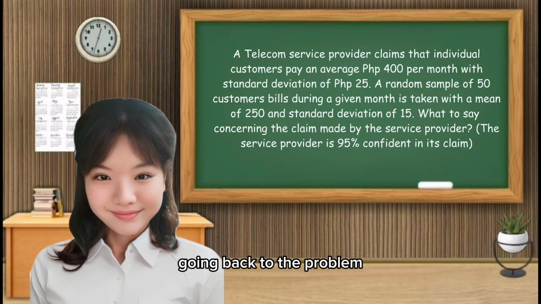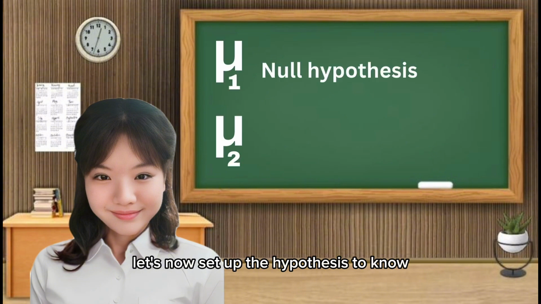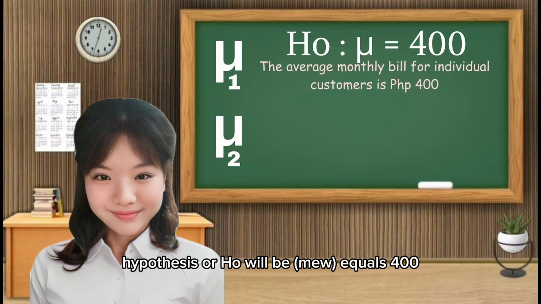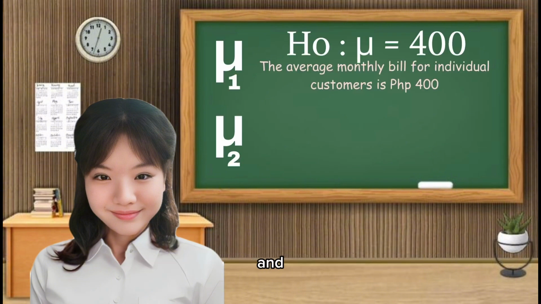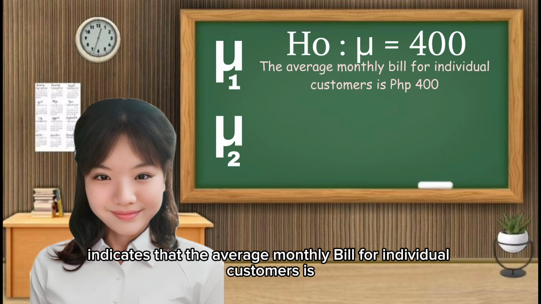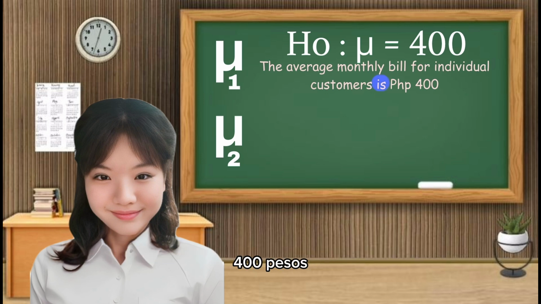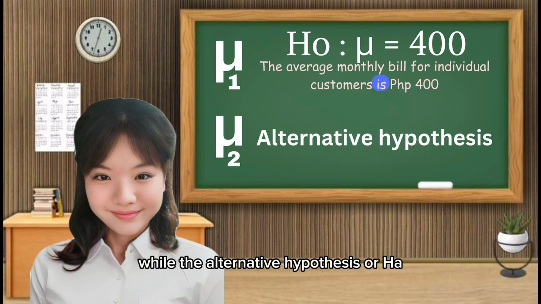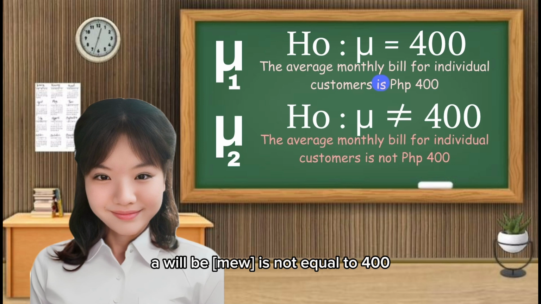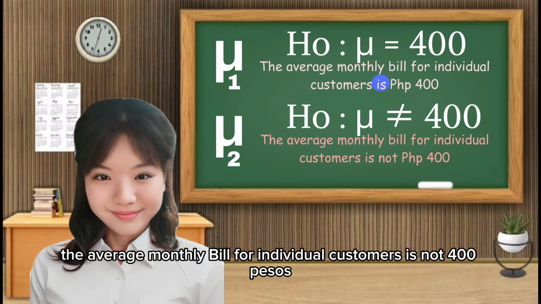Going back to the problem, let's now set up the hypothesis. The null hypothesis or H0 will be mu equals 400 and indicates that the average monthly bill for individual customers is 400 pesos, while the alternative hypothesis or HA will be mu is not equal to 400, which indicates that the average monthly bill for individual customers is not 400 pesos.